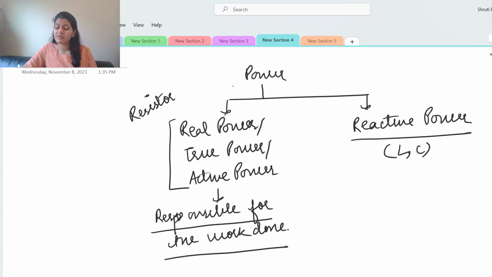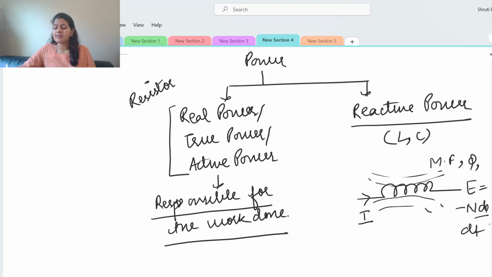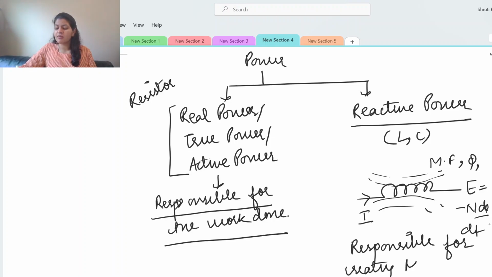And what is this reactive power doing? Let us say that the fan has an inductor inside it, and from the supply I am giving some current into it. This current creates a magnetic field in the inductor coil. This magnetic field causes certain flux, and this flux causes the EMF, which as per Faraday's law is minus N d phi by dt. This whole process, the creation of the magnetic field, is because of the reactive power. So in case of an inductive load or a fan load, it is responsible for creating the magnetic field.